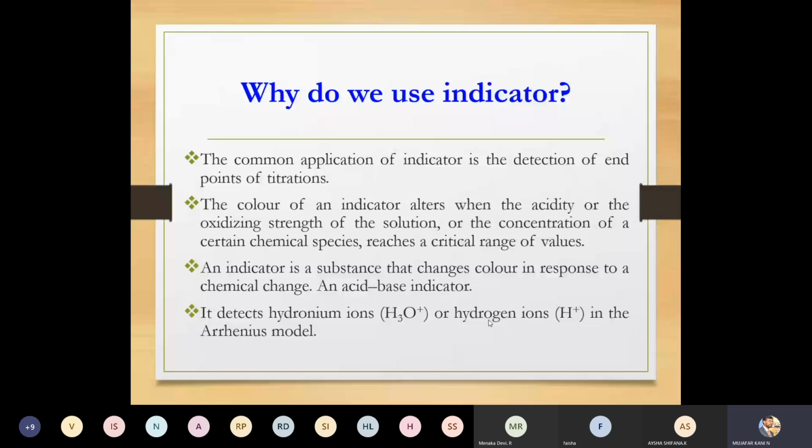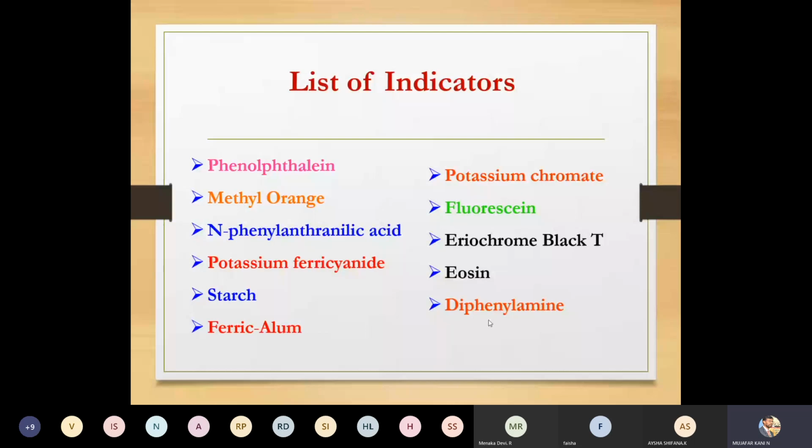Here I have listed different types of indicators. In this chapter, we want to know how to prepare those indicators in different ways. The list of indicators: phenolphthalein, methyl orange, N-phenylanthranilic acid, potassium ferricyanide, starch, ferric alum, potassium chromate, fluorescein, eriochrome black T, eosin, and diphenylamine. So now we want to know how to prepare those indicators.